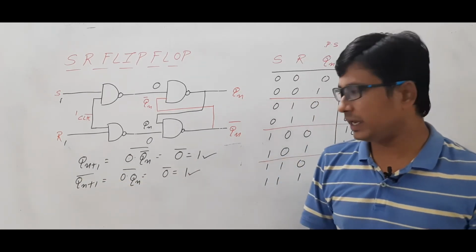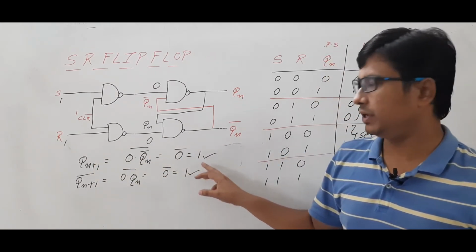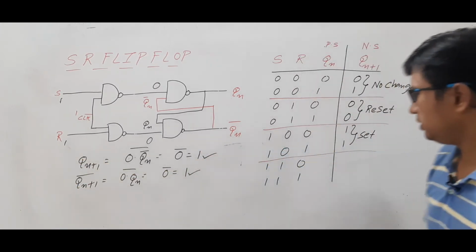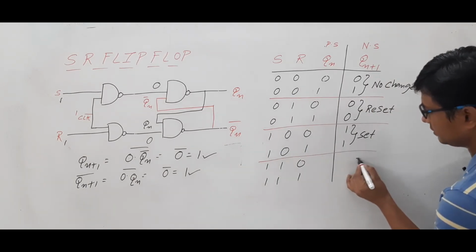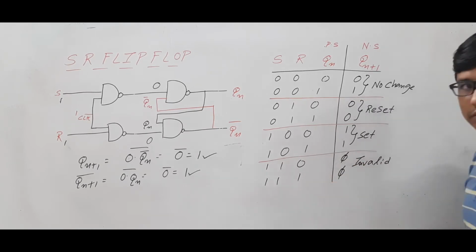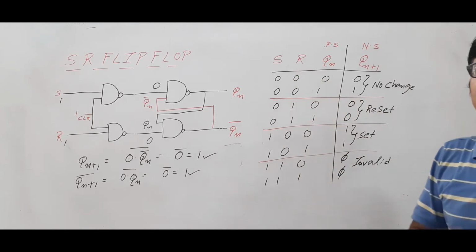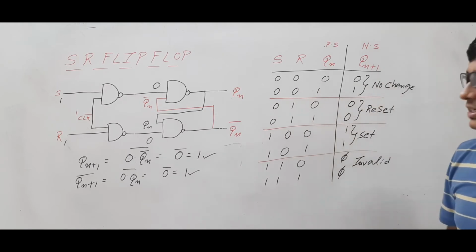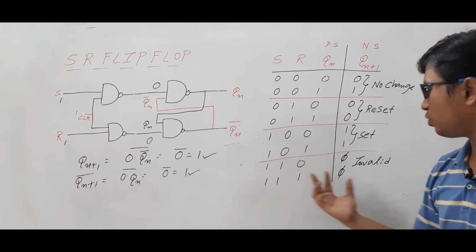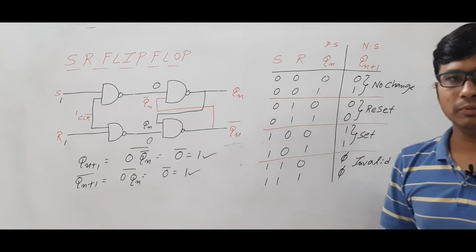This is invalid. Why? If this is producing 1, this should have produced 0. Am I right or wrong? But both are producing 1, when they should produce complement outputs. So this one we will call invalid. It does not bother about these outputs. Are you able to understand it or not? So I hope you have got how I got the characteristic table. When it is 0 0, there is no change. When it is 0 1, there is a reset. When it is 1 0, it is set. When it is 1 1, it is invalid output. So we will represent it using the don't care. We will not bother about that output.